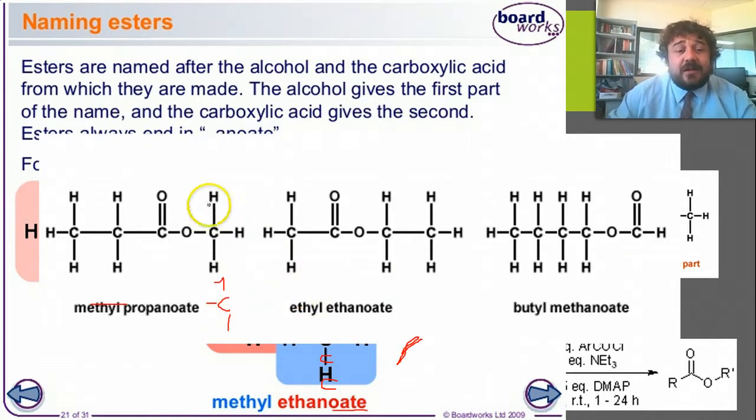Here are a couple of examples. Here is methyl propanoate. Here is ethyl ethanoate, because this part here is what comes off the alcohol part. Butyl methanoate. That's the acid part, and here's the alcohol part. So that's esters. We're going to make some of those in class, and that should be fun. It'll take a while, but let's get into it.